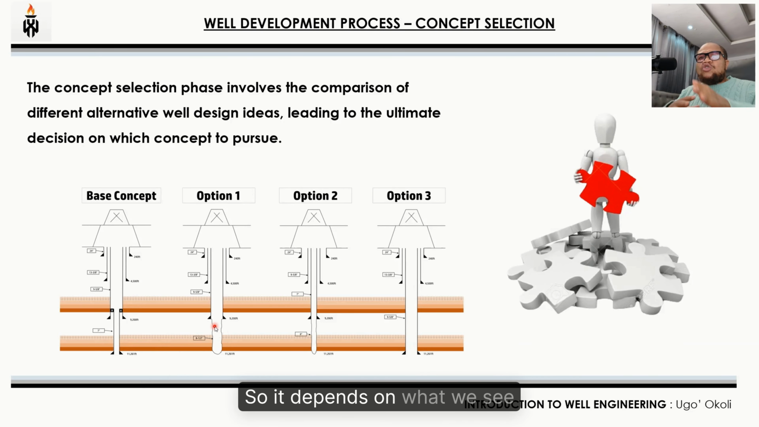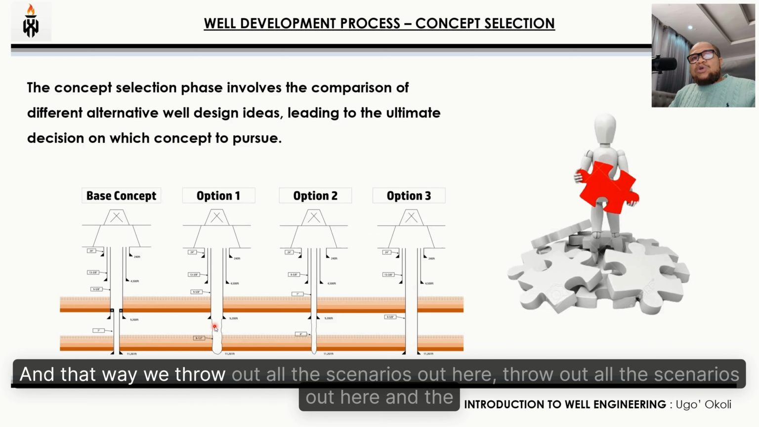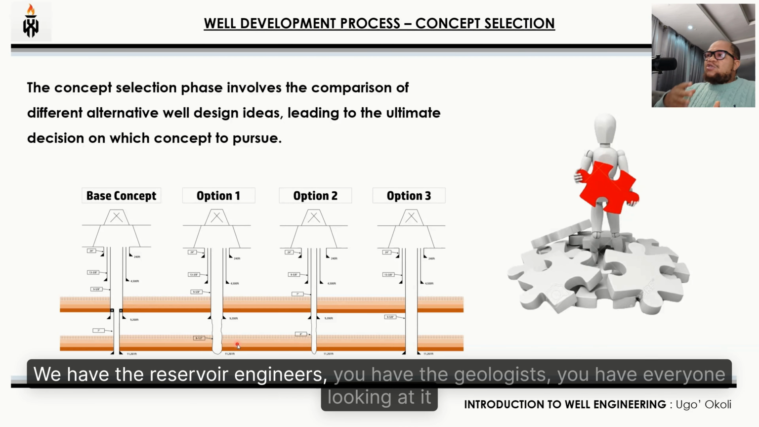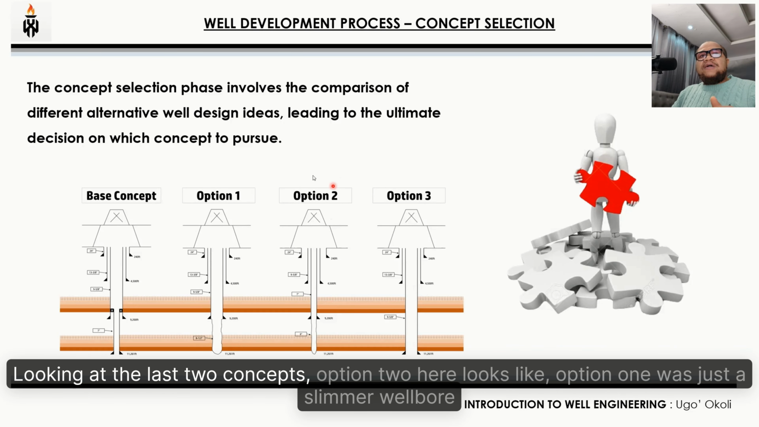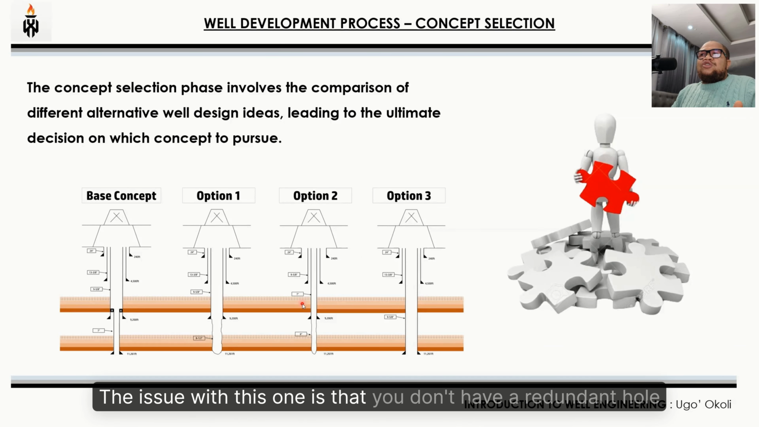So it depends on what we see, and that way we throw out all the scenarios and the team looks at it. We have the reservoir engineers, the geologists, everyone looking at it, and from here we zone in on a particular concept. Looking at the last two concepts, option two looks like option one, just a slimmer wellbore. The issue with this one is that you don't have a redundant hole.